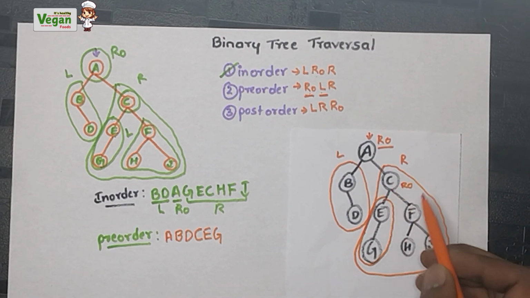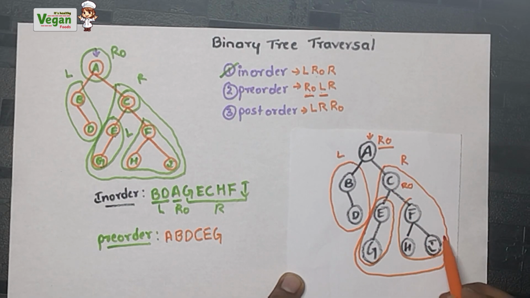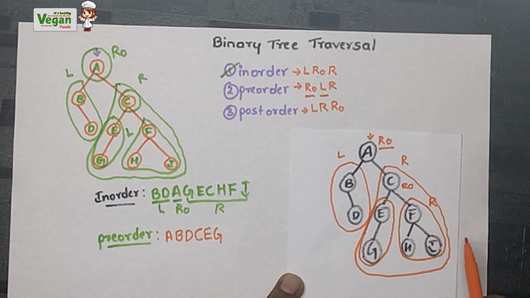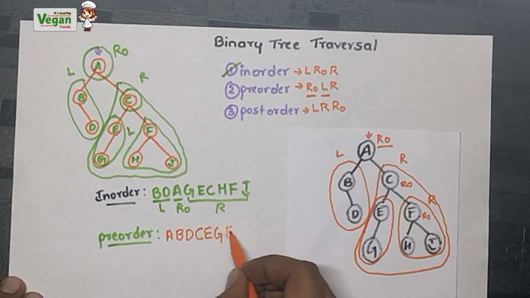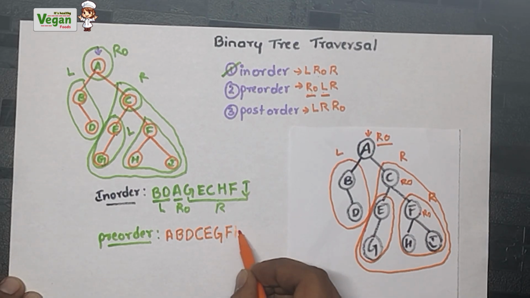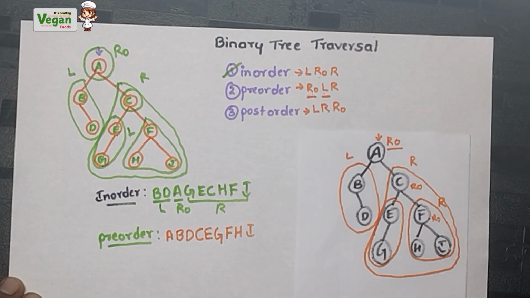For this root, that is C, this will be considered as the right. So this is also having subtrees. So what will I do? This will be considered as the root in this separate tree. F is the root. So write F. Next left is H. Next right is I.